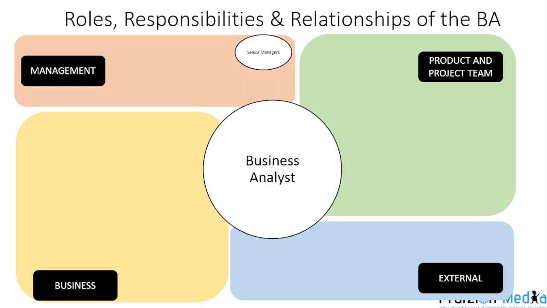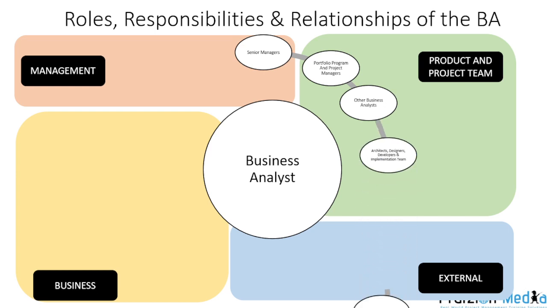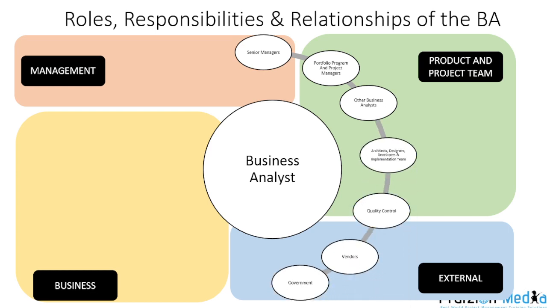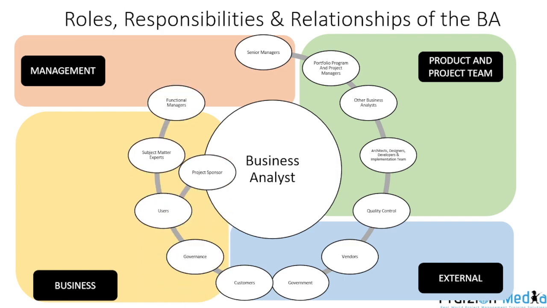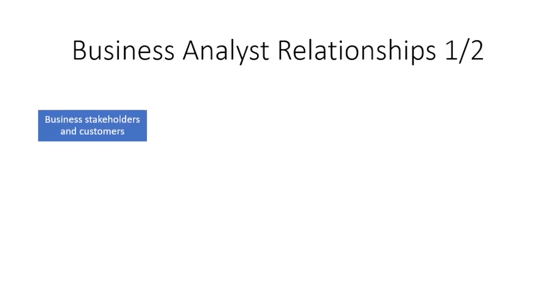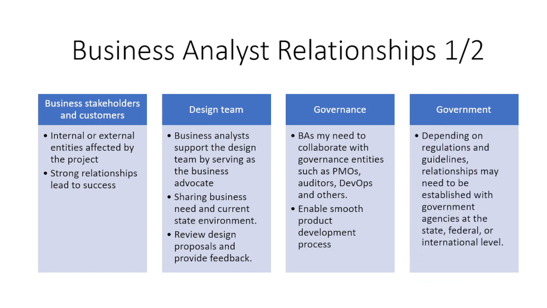So when you think about the business analyst, it is interrelating with all of these categories of people: the product and project team, external to the firm, the business, management, and so on. And for that reason, you need to be aware of how these relationships work. Stakeholders and customers, that's where we're going to elicit the requirements. The design team, the business analysts support these folks. What about governance? The BAs need to understand and collaborate with the governance team.